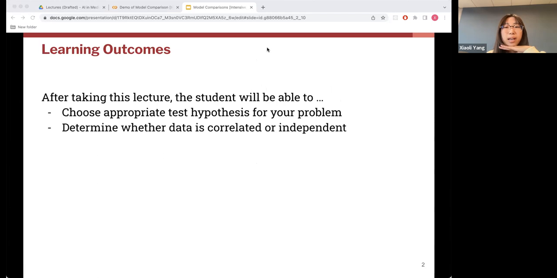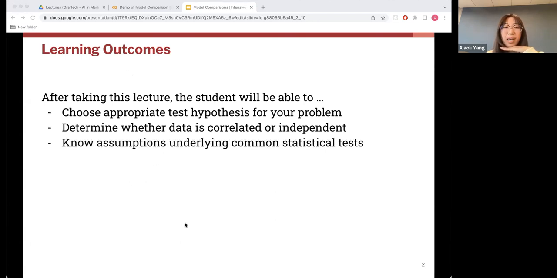And second one, I'm going to introduce how to determine correlated data versus independent data. This is very important because with correlated data, you will need to use a different set of statistical tests, because some statistical tests indeed require data to be independent from each other. So it's important to always verify what types of data you have.